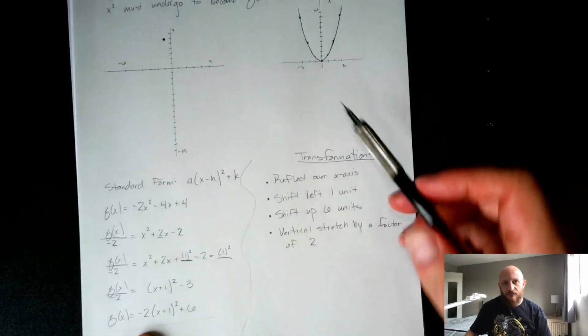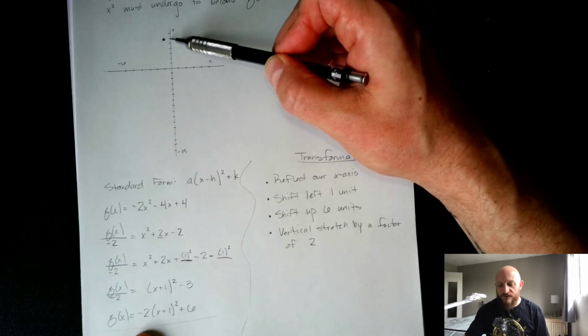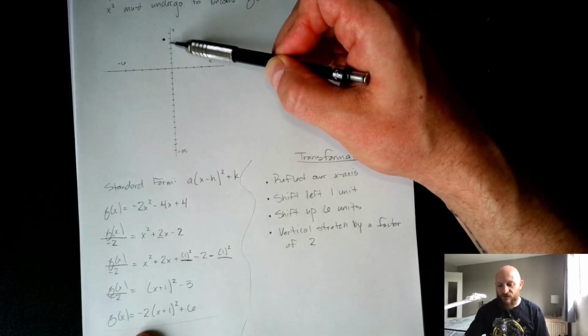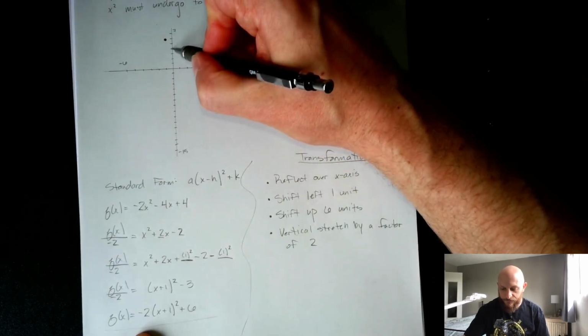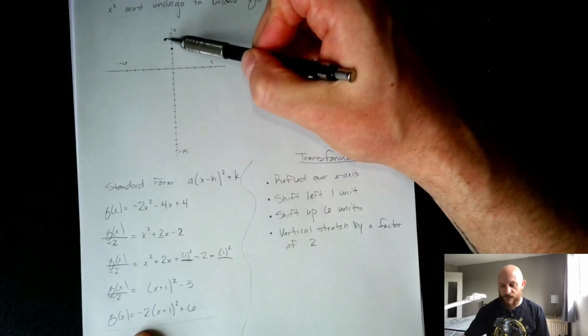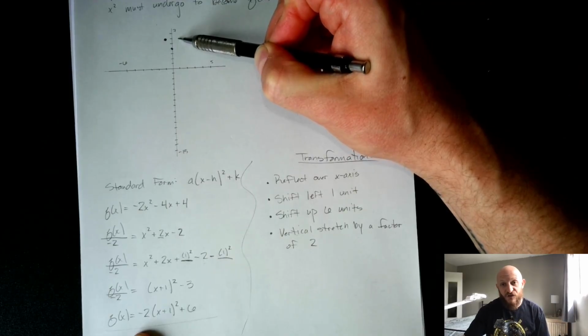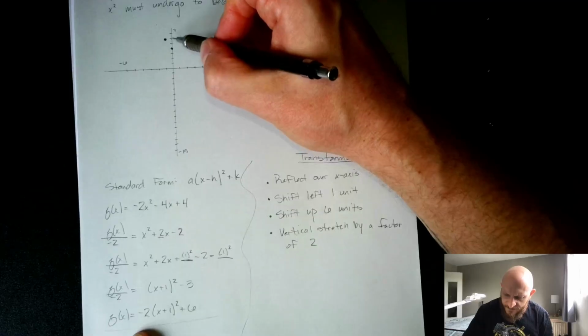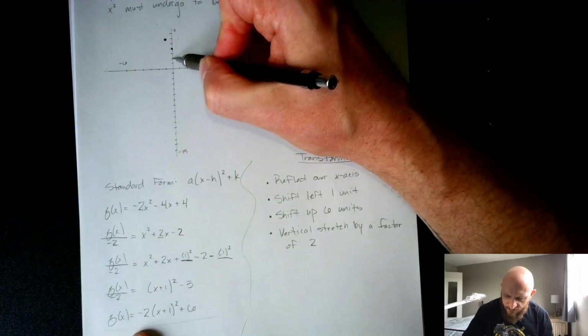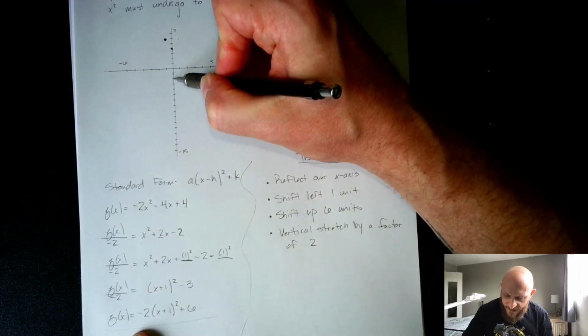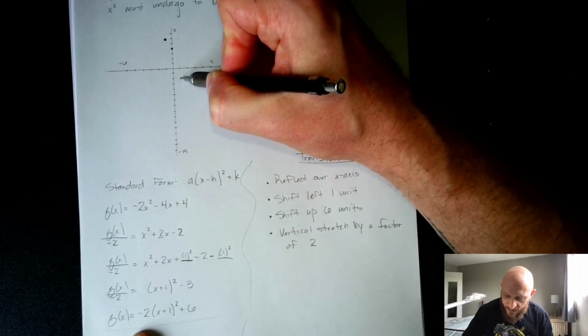So instead of moving 1 unit to the right and 1 unit down, I'm moving 1 unit to the right and 2 units down. And then I move 2 units to the right rather than 4 units down. It's 4 times 2, 8 units down. Let's see, so 1, 2, 3, 4, 5, 6, 7, 8. It's going to be right here.